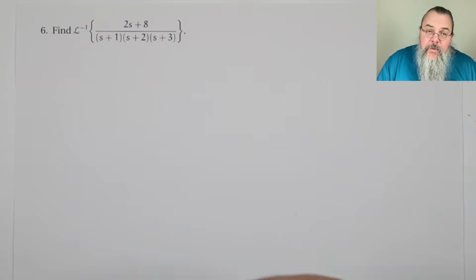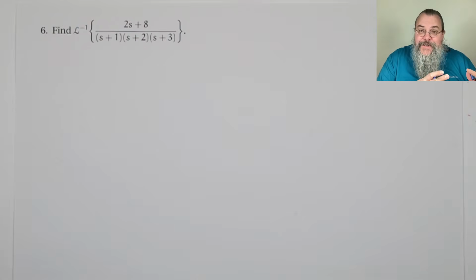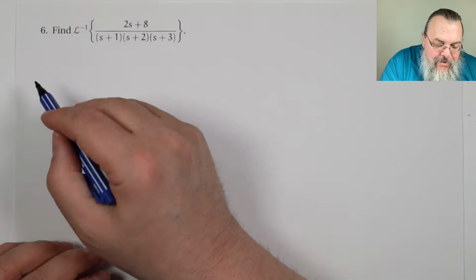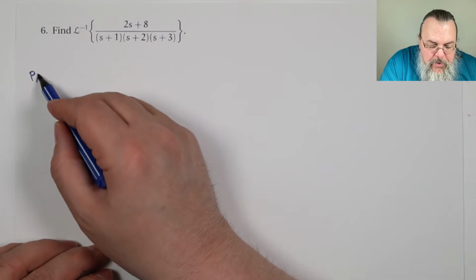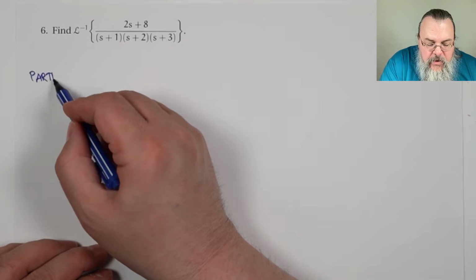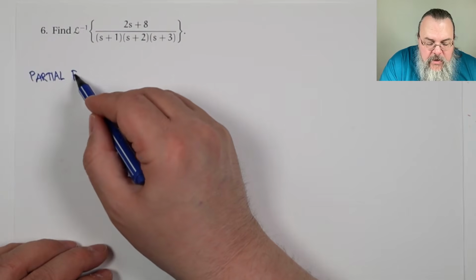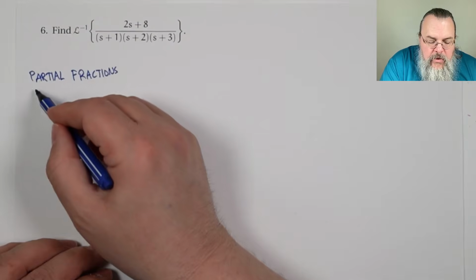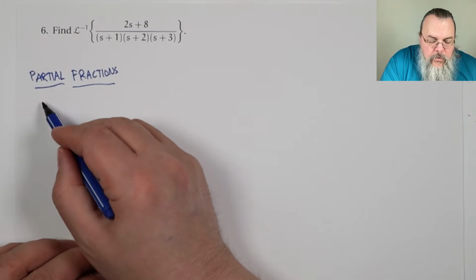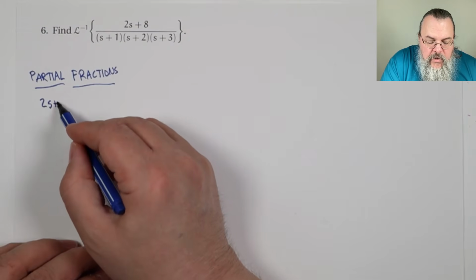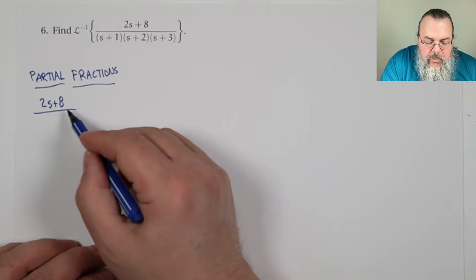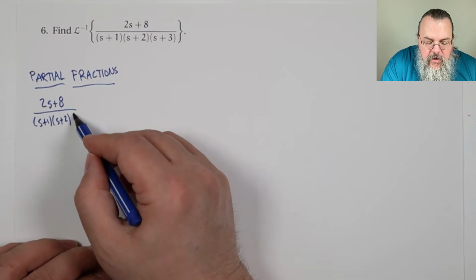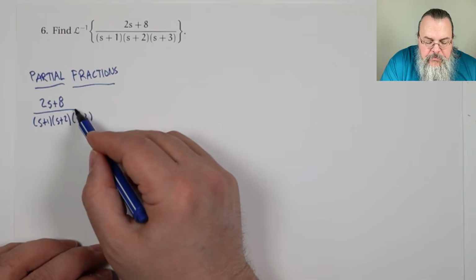All right, well, so let's start. And so most of this work is going to be the partial fractions. And at the end, we're just going to be pew, pew, pew, pew, and then we'll be done. Okay, so we haven't gone to the pew, pew, pew, pew part, so let's do our partial fractions part. All right. Now, what do we have? 2s plus 8 divided by s plus 1, s plus 2, s plus 3.